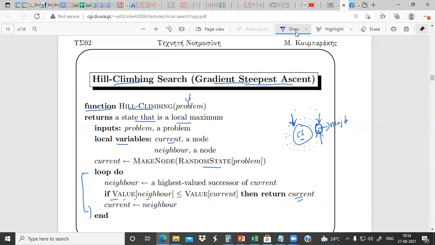Otherwise, if the value of the neighbor is not less than or equal to the value of the current, it means the value of the neighbor is greater than the current. In that case, the neighbor becomes the current. The previous neighbor node will become the current node, and the algorithm continues that way until it reaches the goal state. So this is the working concept of the steepest ascent hill climbing algorithm. This is a very simple algorithm.